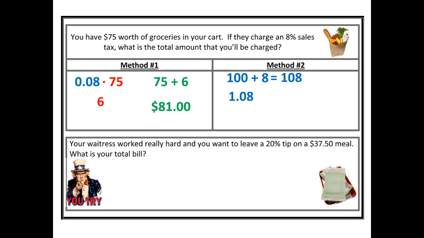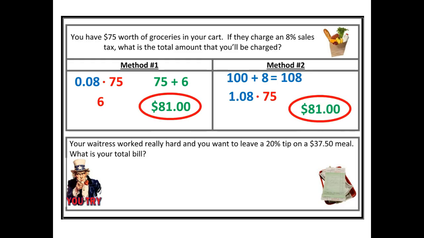I'm now going to multiply this value by my original total cost, so the $75 worth of groceries. Quick calculator moment gives me $81. In both cases, I get the exact same answer. On your own, try the last problem.